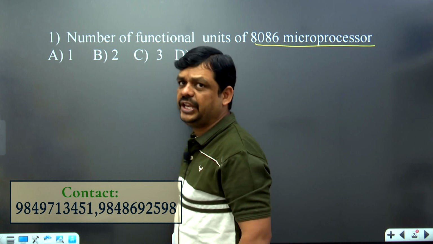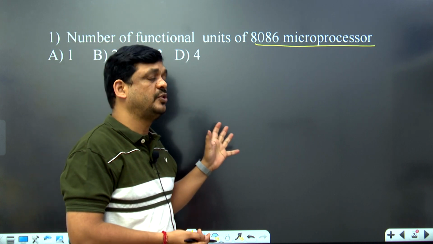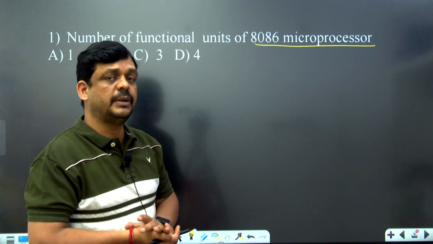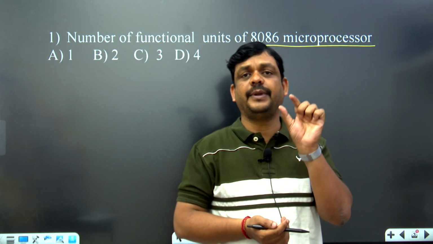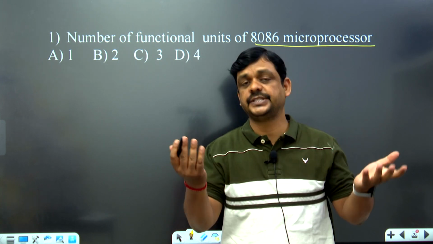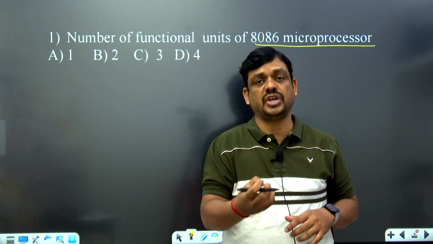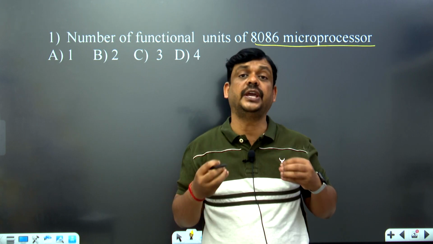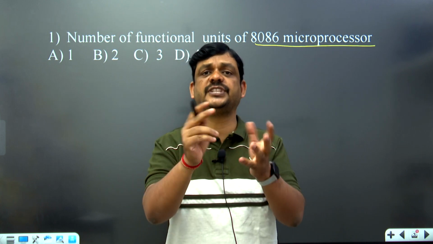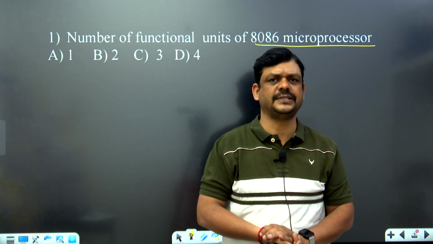See, functional units is also one of the important questions from the microprocessor concept, and this concept is useful for both electrical and EC branch, because according to the Genco syllabus, the electrical branch clearly mentions topics from the basics of the microprocessor. Basics of the microprocessors means we have to learn the complete microprocessor structure and the features of the basic processors, those are 8085 and 8086 microprocessor, and differences between microprocessor and microcontroller. All these come under basics of microprocessor concept.